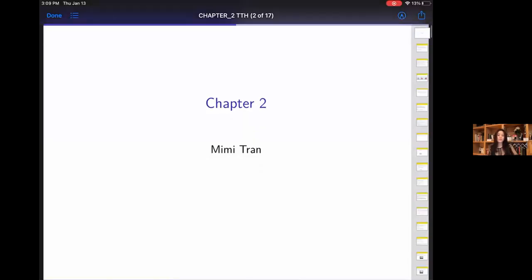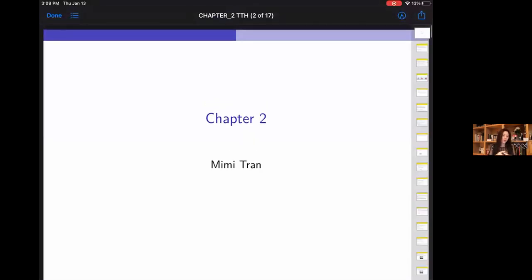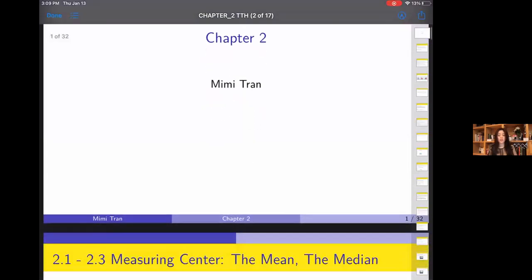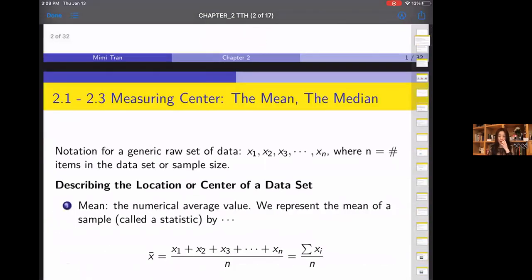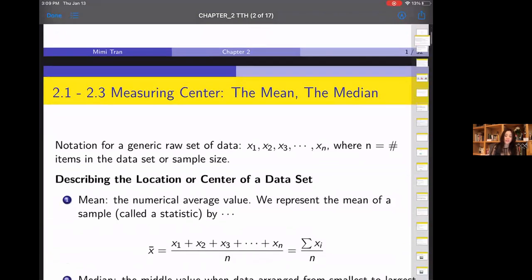So chapter 2 is we're going to continue ways of describing data sets, quantitative data, right? There are two types of measure of the data set. One is measuring the center. When you measure the center, we're going to use the mean and the median. And then the other type, which is later in the slides, is the measuring of the spread or the variability, so we use standard deviation and the quartiles.